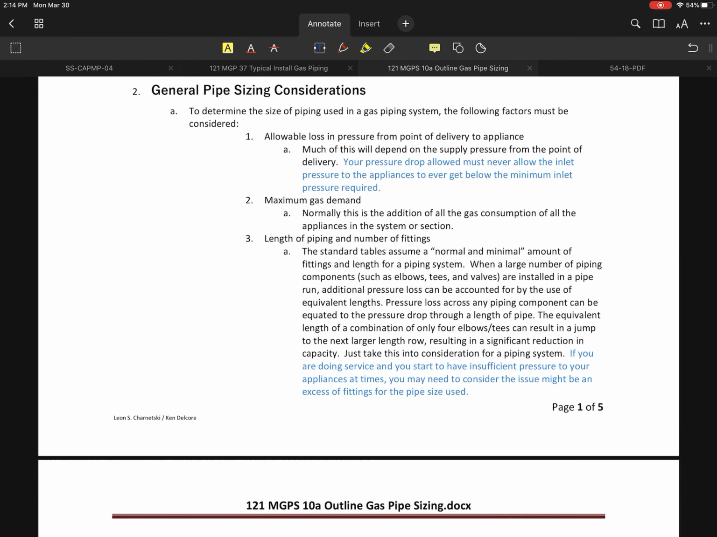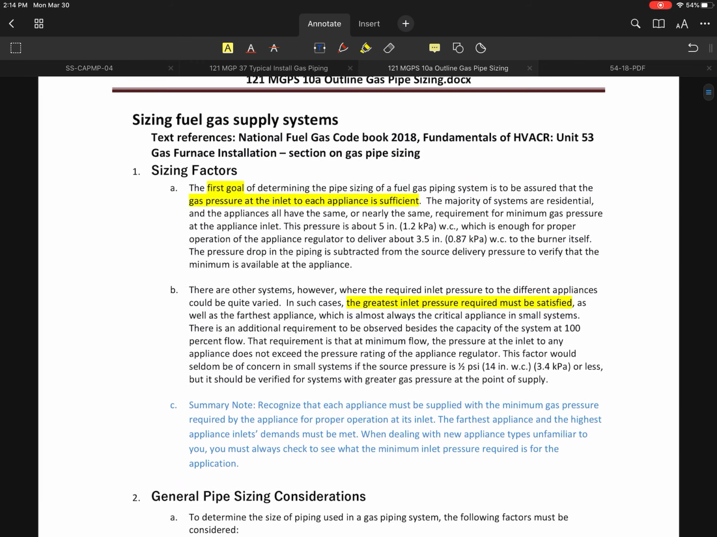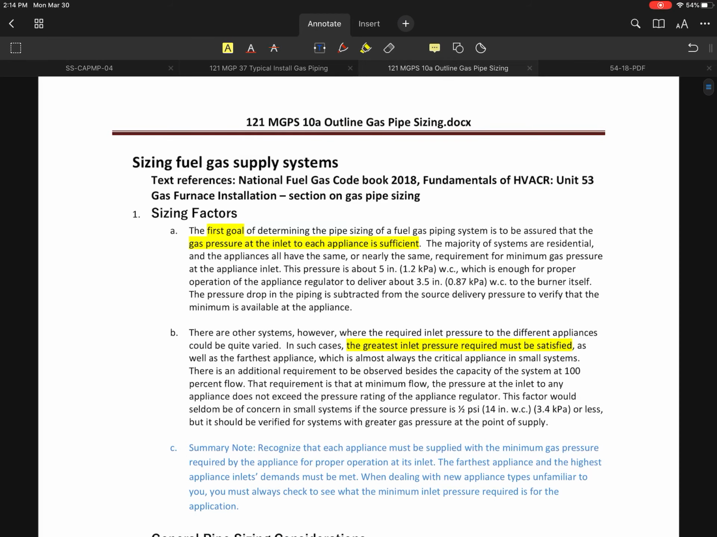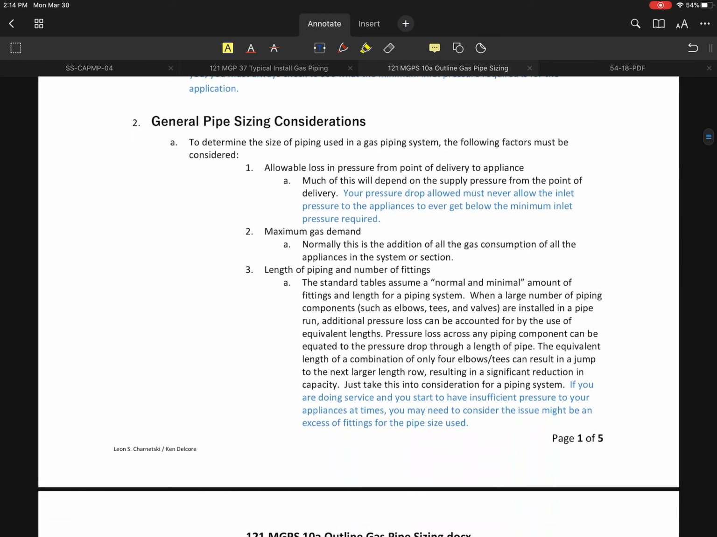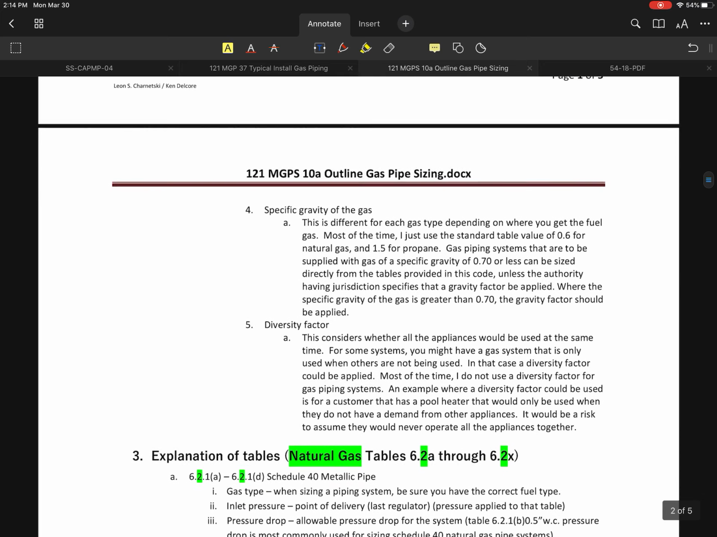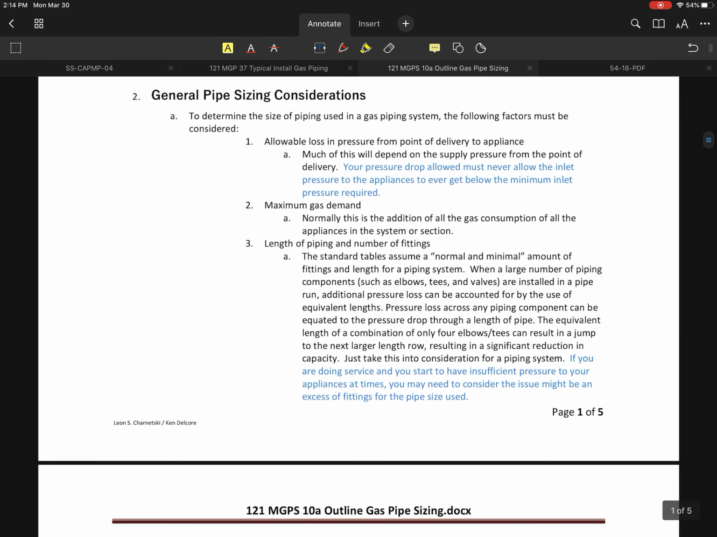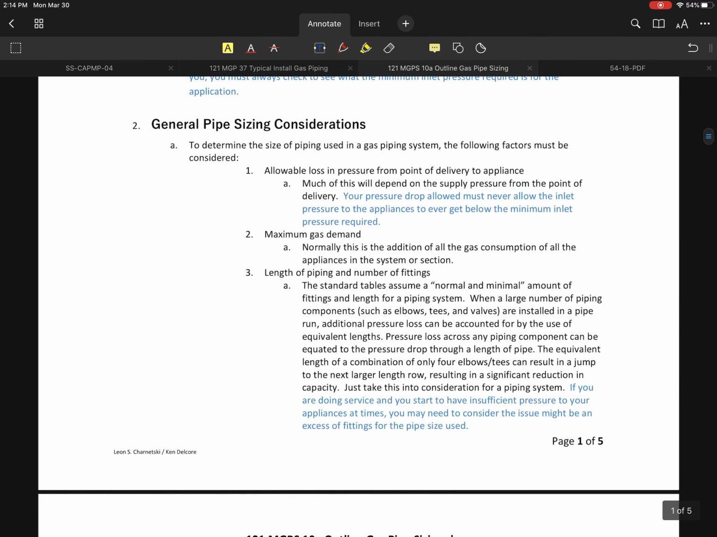Hey guys, let's take a look at some general pipe sizing considerations. So I've listed in the outline for this particular module on gas pipe sizing the general pipe sizing considerations. There's a total of 5 factors that I've identified. So let's hit on each one of these.